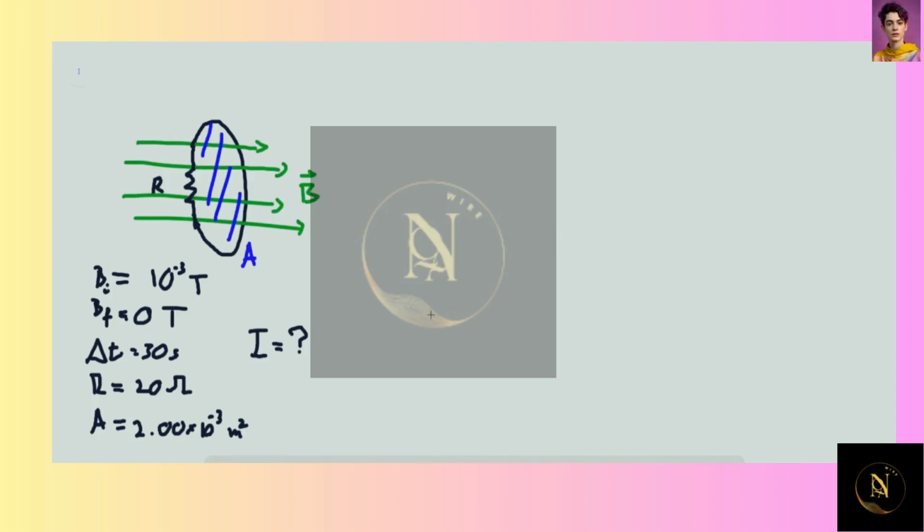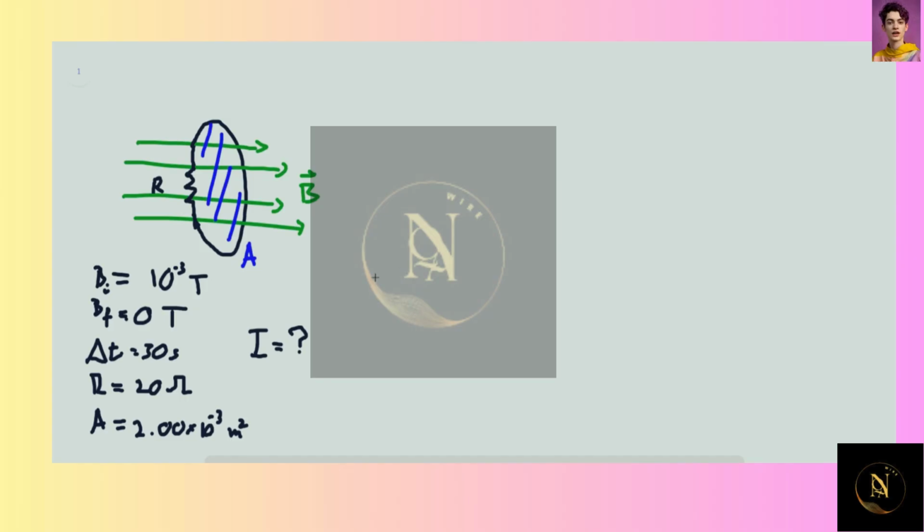We're asked to find the current that's running in a loop of wire that has a resistance of 20 ohms and is perpendicular to a uniform magnetic field B that initially has a value of 10 to the minus 3 Tesla and decreases to 0 Tesla over a 30-second period. We are also told what the area of this loop is.